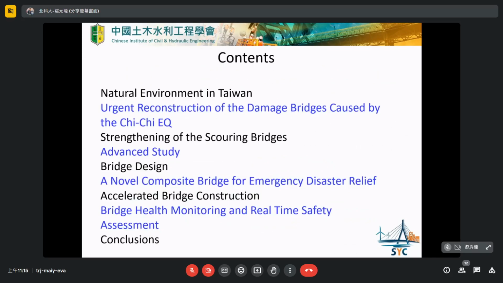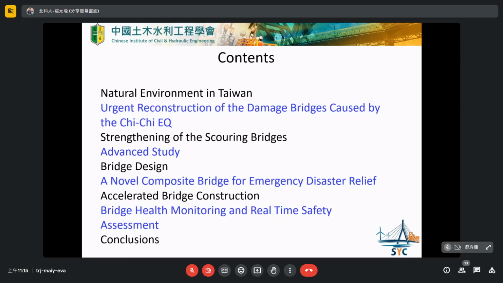The first topic is related to the natural environment in Taiwan. It is very important. We have to understand the environment where we are, then we can develop strategies to prevent natural disasters. I also want to introduce the urgent reconstruction of the bridges damaged by the Chi-Chi earthquake in 1999. The scouring of the bridge foundation is also a very important issue, so how to make better practical work to prevent it is very, very important.